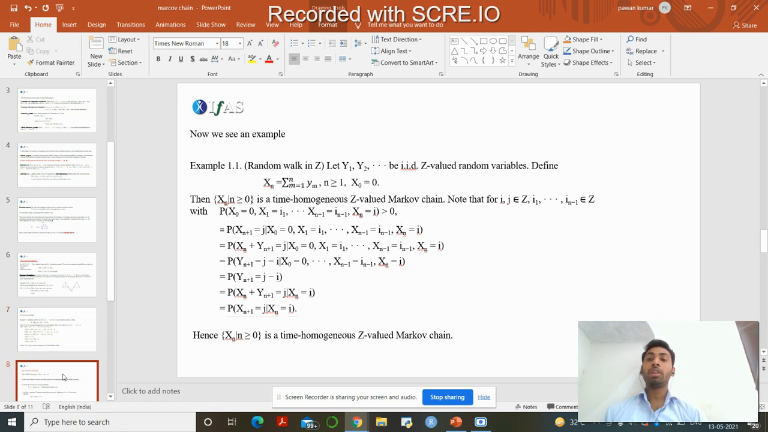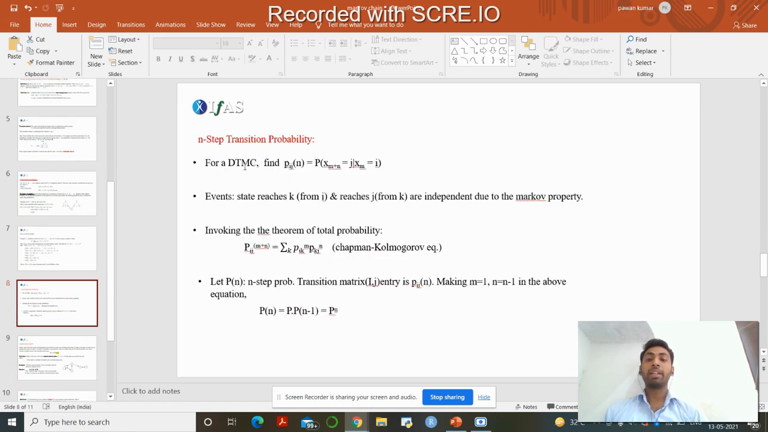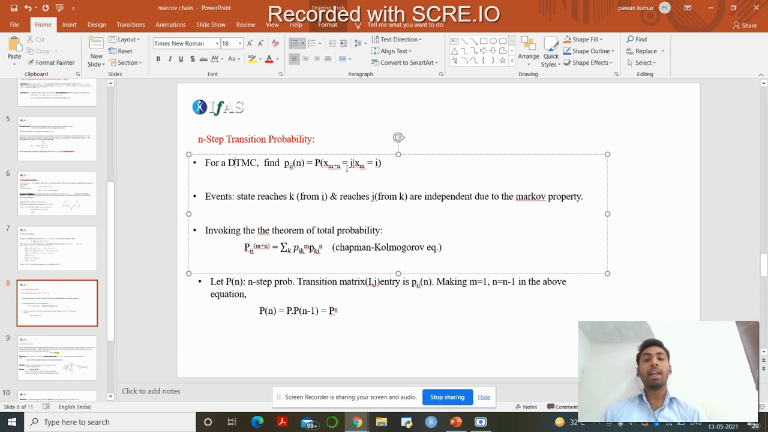Now we define some state space for n steps. For a DTMC, what is DTMC? Discrete time Markov chain. So for this, we find that P, the transition probability matrix, equals the probability of X(m+n) equal to j given Xm equals i. This is our transition probability matrix. What is the event? That we reach state k from i, and we reach j from k.